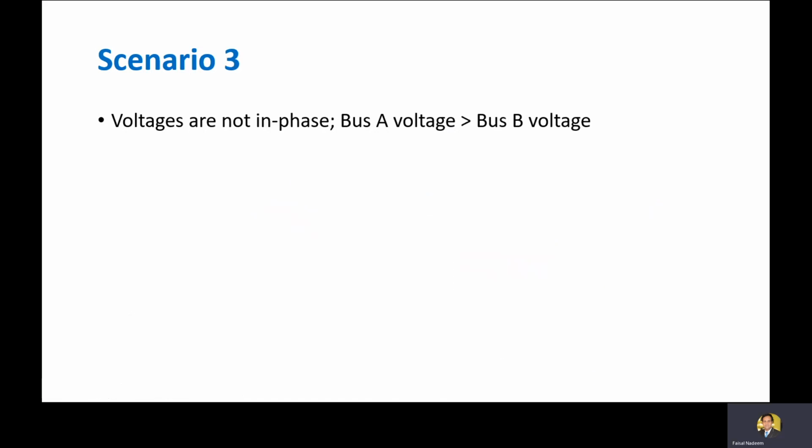Now scenario number 3. In scenario number 3, the voltages are not in phase. First of all, the voltages are not in phase, and secondly, bus A voltage is greater than bus B voltage. So if the voltages are not in phase, it means that there will be power flow. Fine.